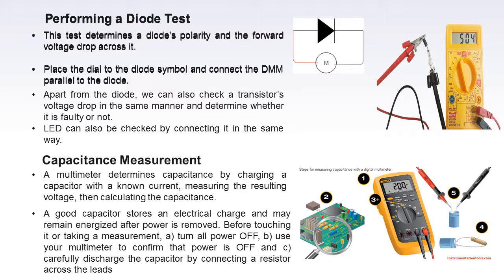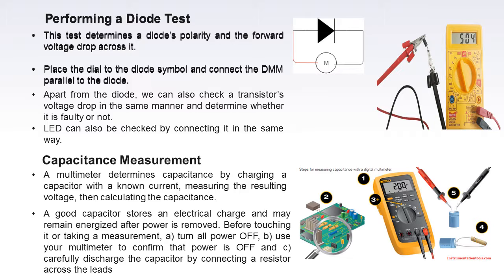A good capacitor stores an electrical charge and may remain energized after power is removed. Before touching it or taking a measurement, first you should turn off the power. Use your multimeter to confirm that power is off, and then carefully discharge the capacitor by connecting a resistor across the lid, which is shown in this figure.